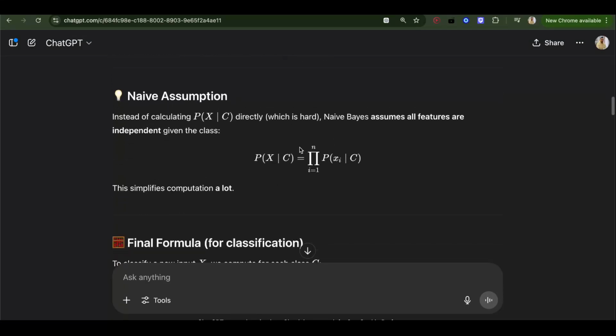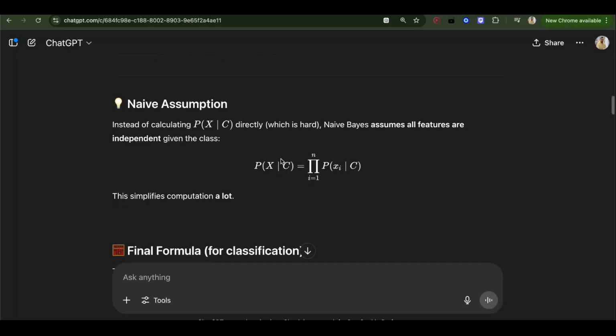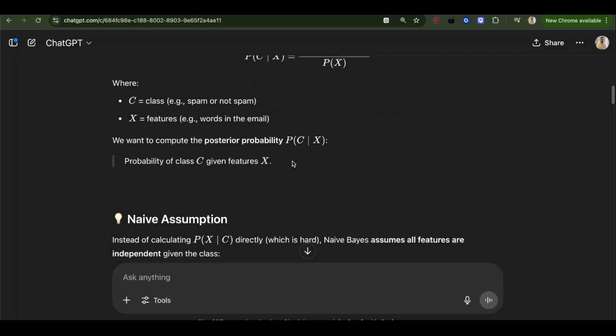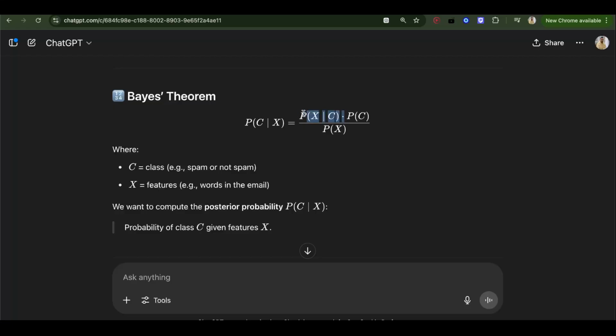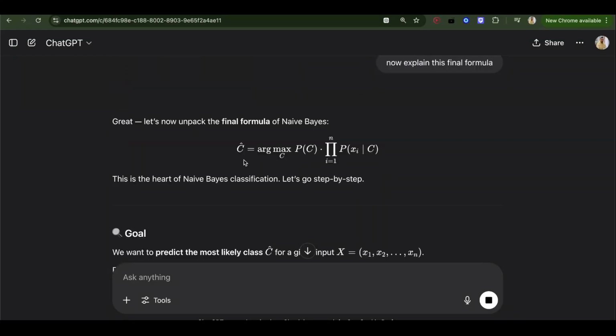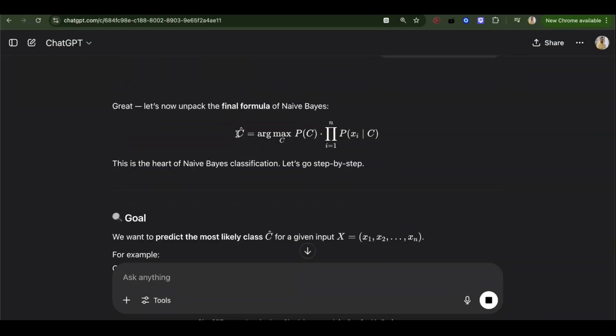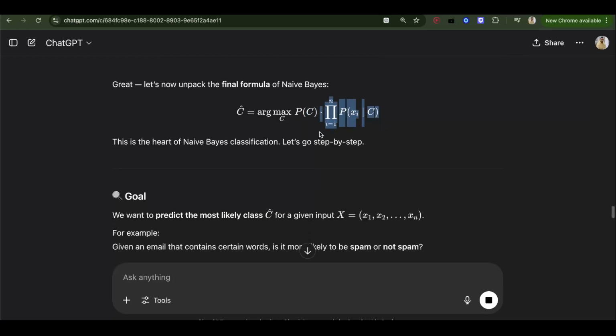So let's go back up. This is the naive assumption. We just have a product of probability for each feature given the class. So that's how we get probability of these features given the class. This is this in our formula, this one. And then we have this final formula. The class is equal to argmax over c of probability of c times our formula that we just explained. This is the heart of naive Bayes classification.